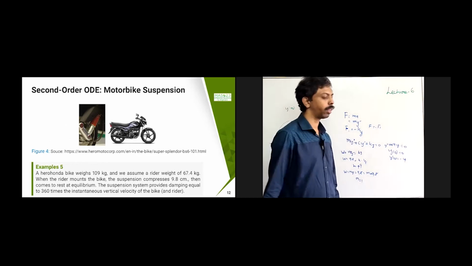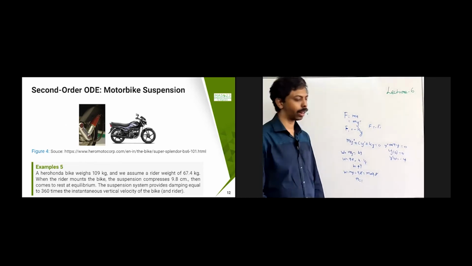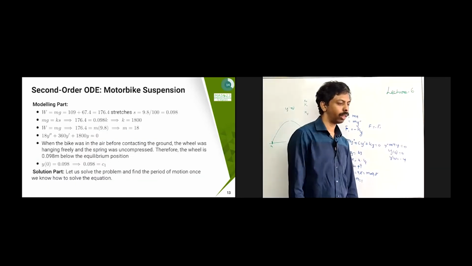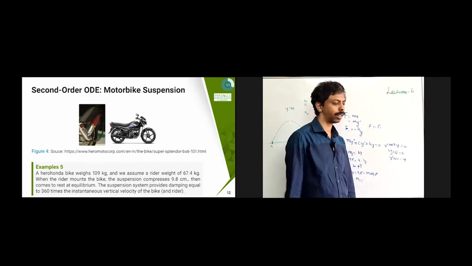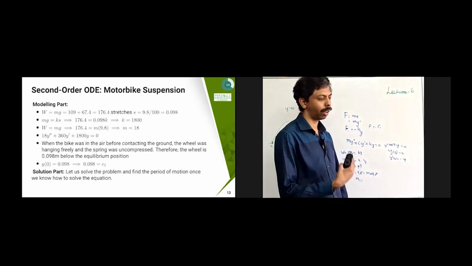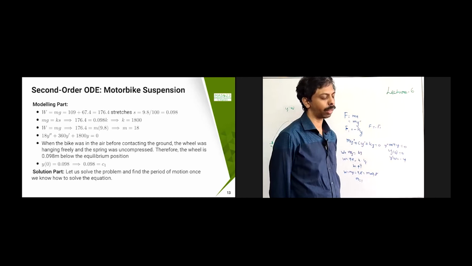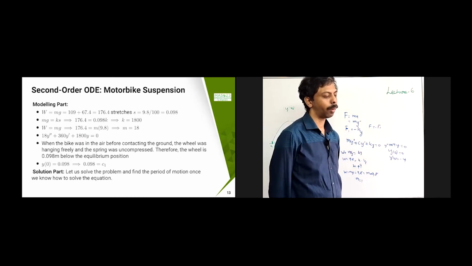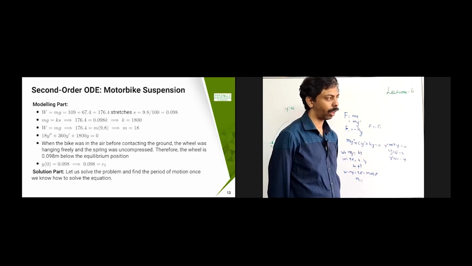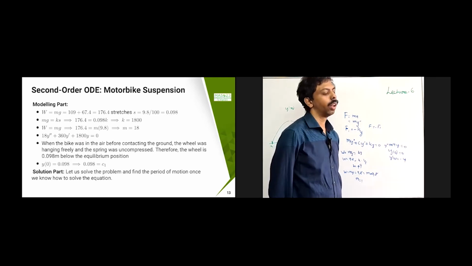Then you need to model this bike. So the bike and rider together need to be modeled. In this case, what is the weight we are going to consider? The weight is going to be 176.4, because I am adding the weight of the bike together with the weight of the person.